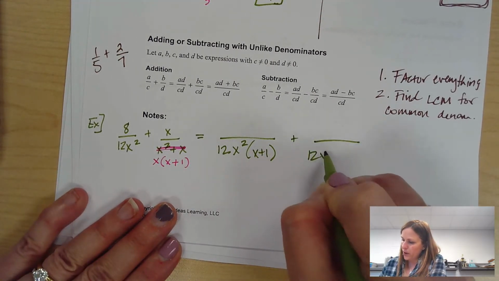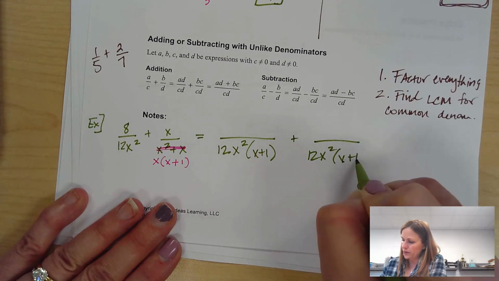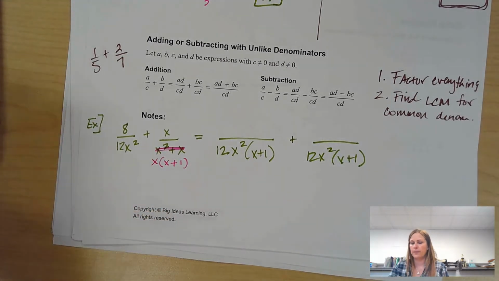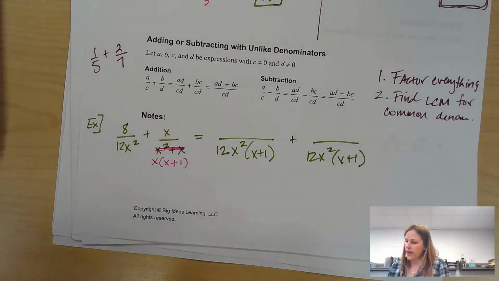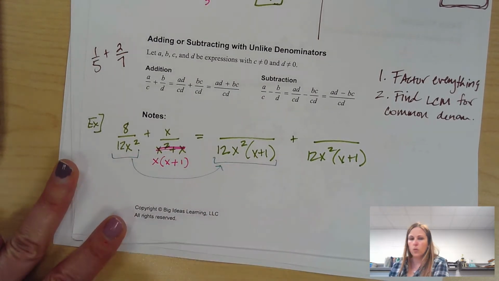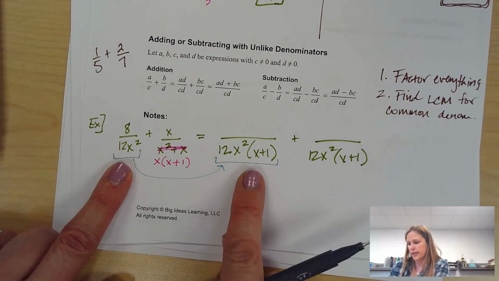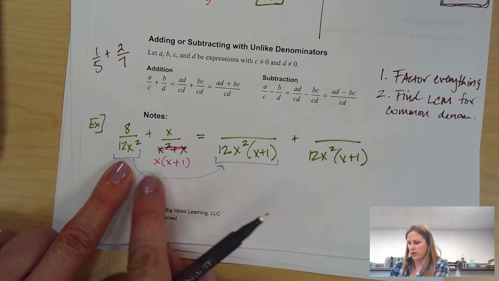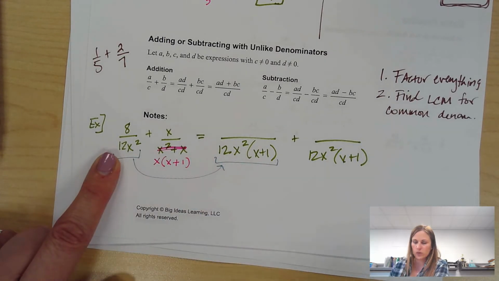So that's your common multiple, your lowest common multiple. So I'm just going to go ahead and scale up my fractions. What I mean by that is you're taking this denominator to this denominator. So what do you multiply 12x squared by to get to 12x squared (x plus 1)? Well, the only thing I'm missing to get from here to here is x plus 1.